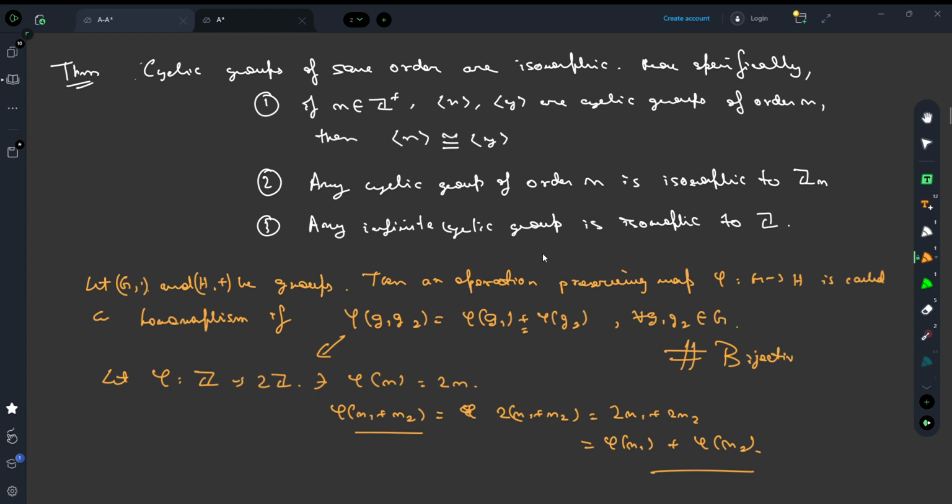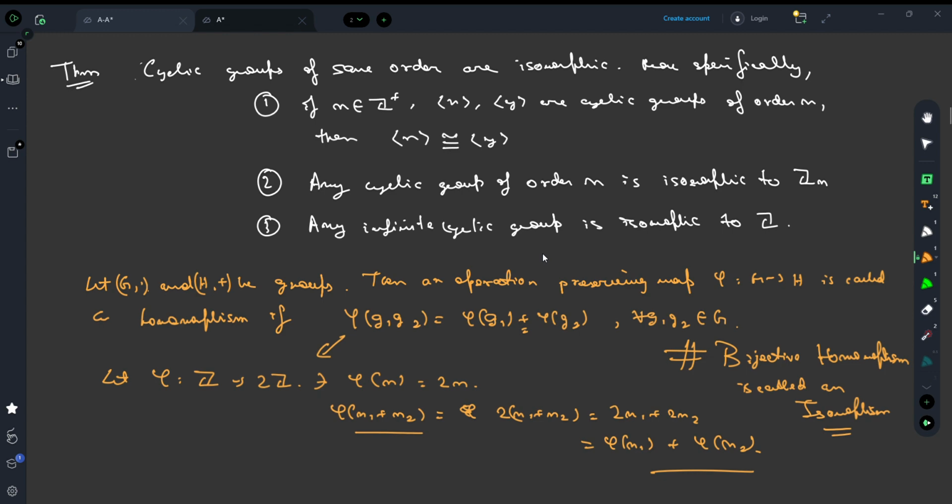Okay, clear. A bijective homomorphism is called an isomorphism.